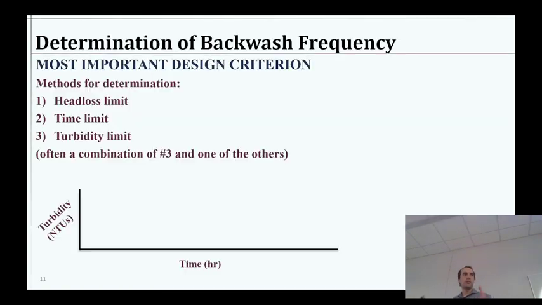Okay, so how do we use these different parameters then to guide our operation? That's kind of the question here, because when we look at our operation, what we want to do is make sure that we are keeping ourselves safe from discharging dirty water down the clean water pipe, right? We don't want to send particles down. So how do we know how long we can operate before we have to stop and backwash? Well, there's really three methods, and usually it's a combination of two.